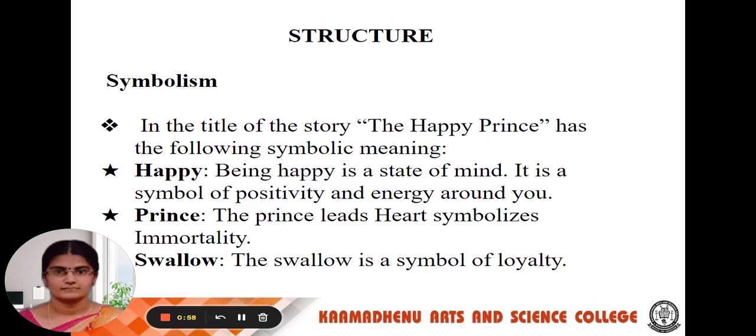Next, last is the swallow. The swallow is a symbol of loyalty. Loyalty means here he showed loyalty towards the prince by helping three poor people. We have seen the three characters who were helped by the swallow, and the help is given by the Happy Prince through his statue's gold and jewels. Okay, these are the symbols in The Happy Prince.